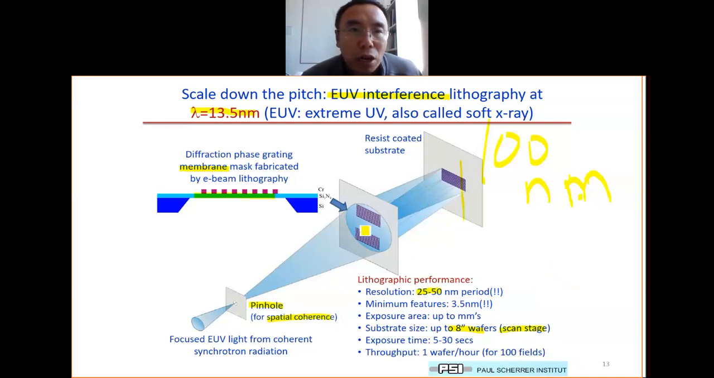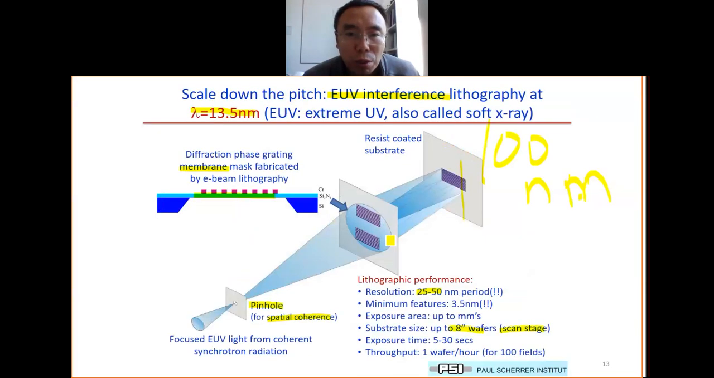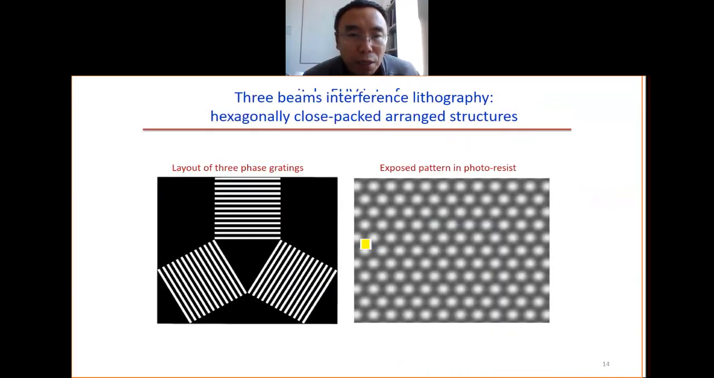Now here we look at how to make a higher resolution. We have 3 phase gratings. So you put 2 of them, and then you put 3 of them, you get a hexagonal array of the pattern.